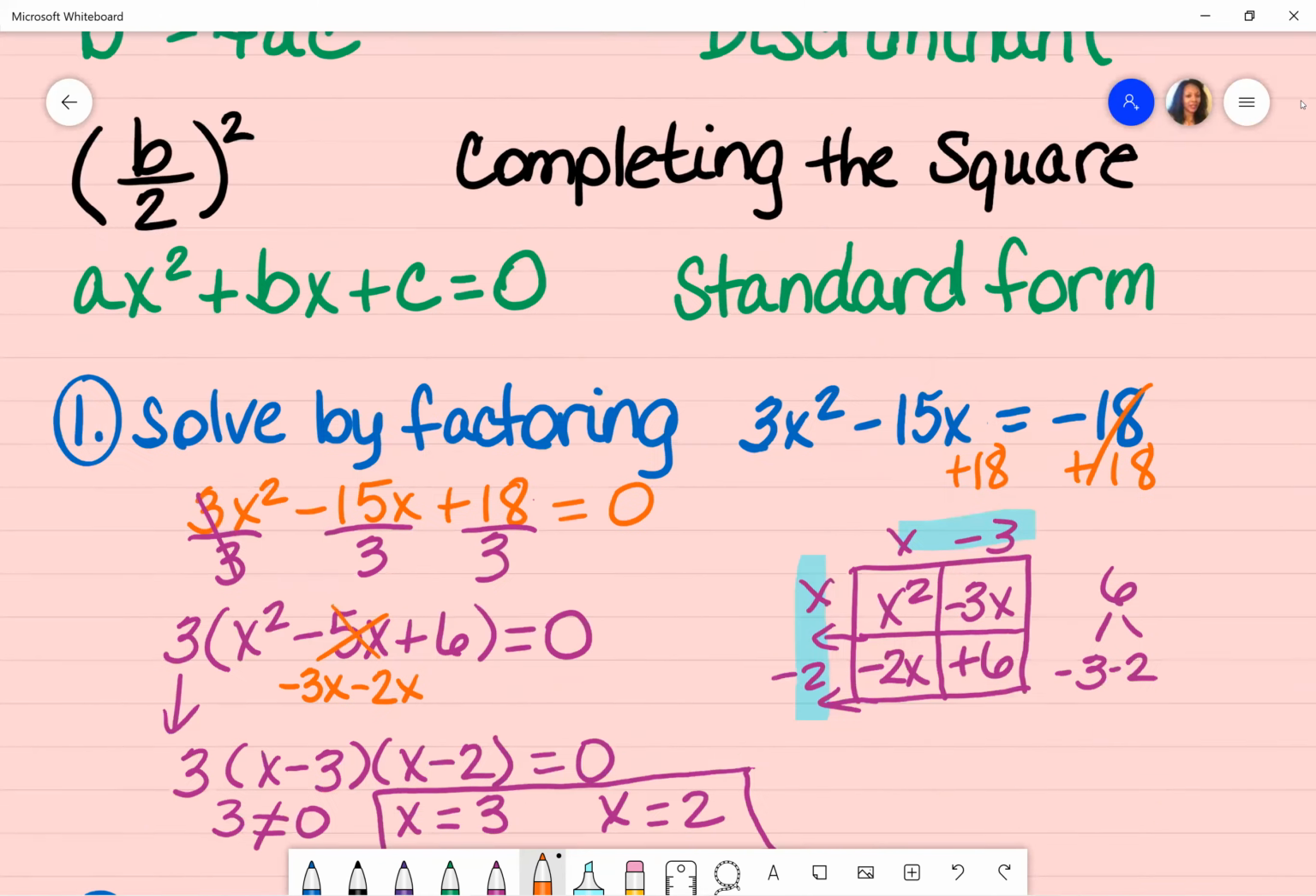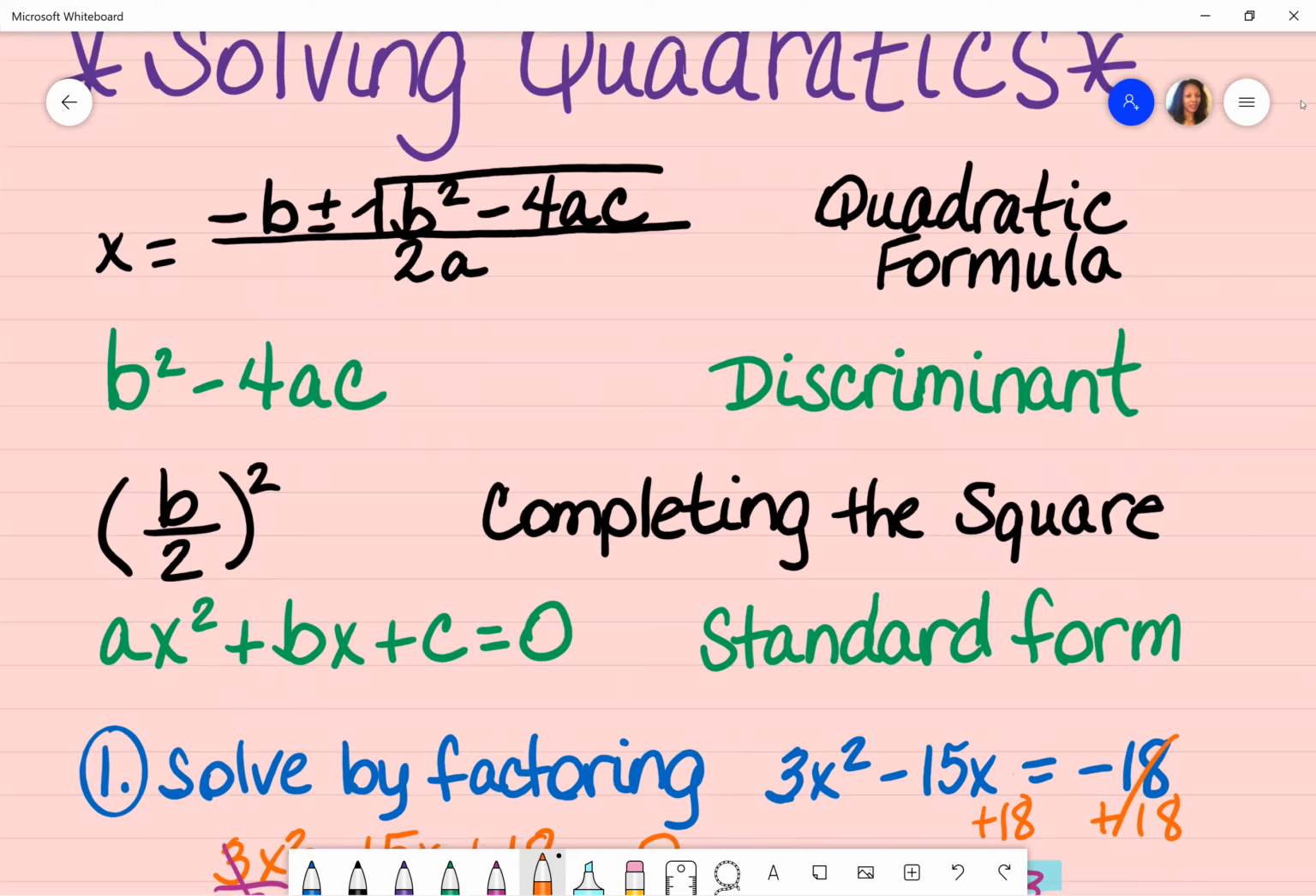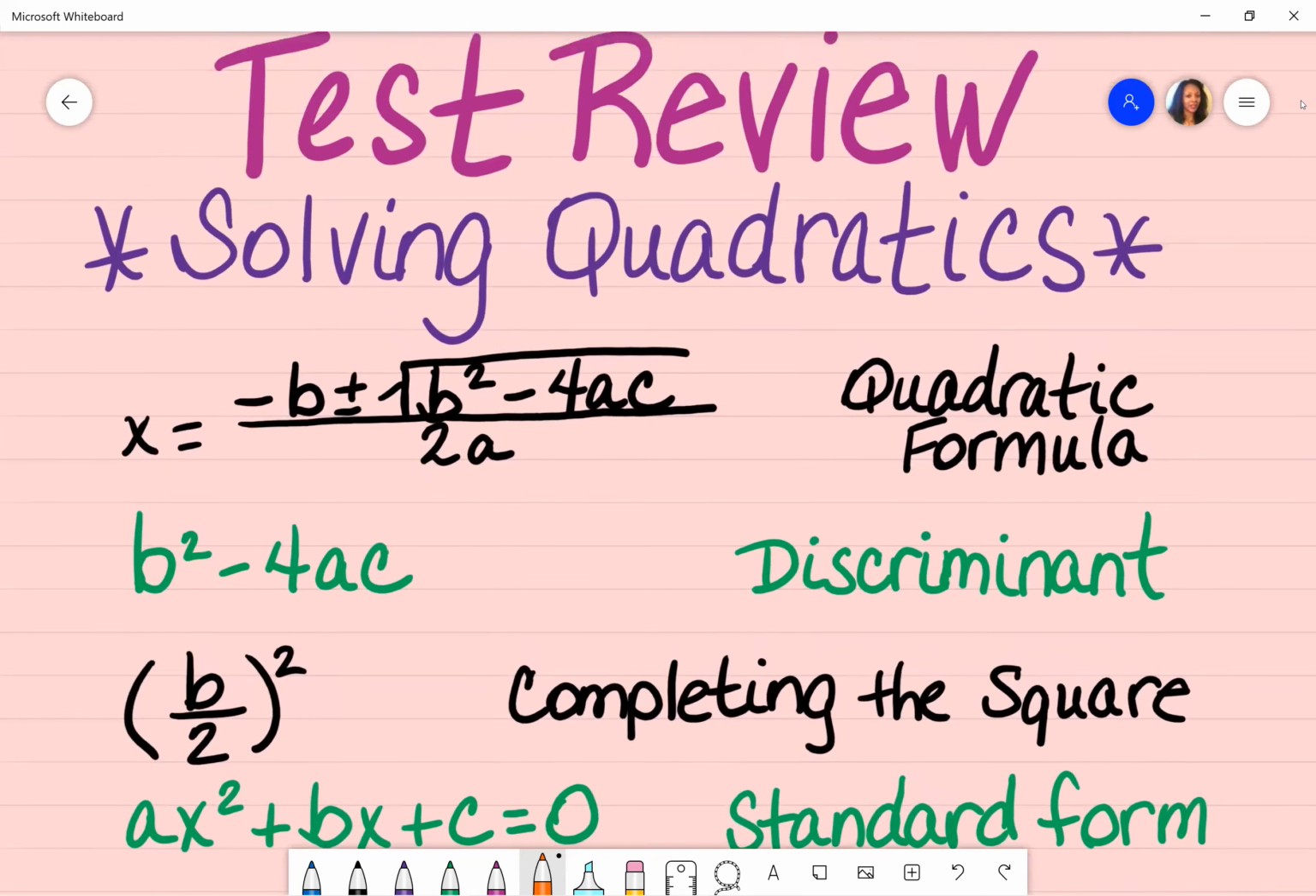Okay, it seems like it's never ending. I'm trying to get back to the top so you can see any of the formulas that you may need to write down.